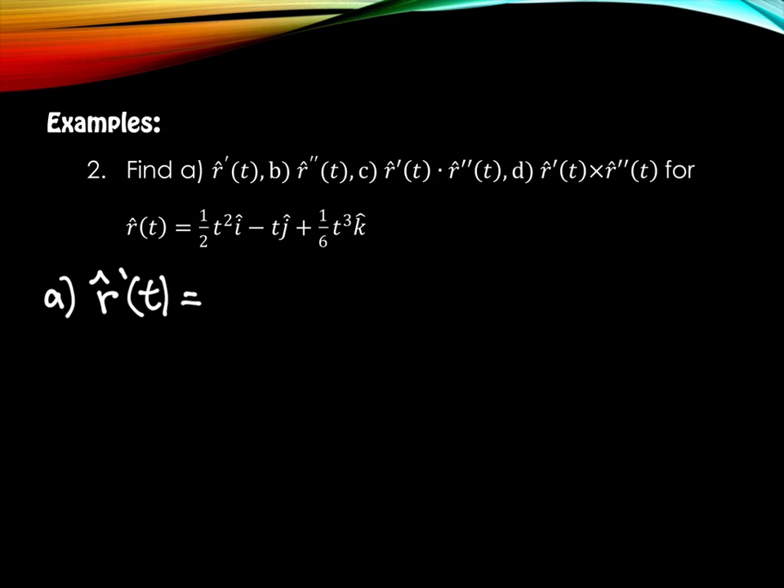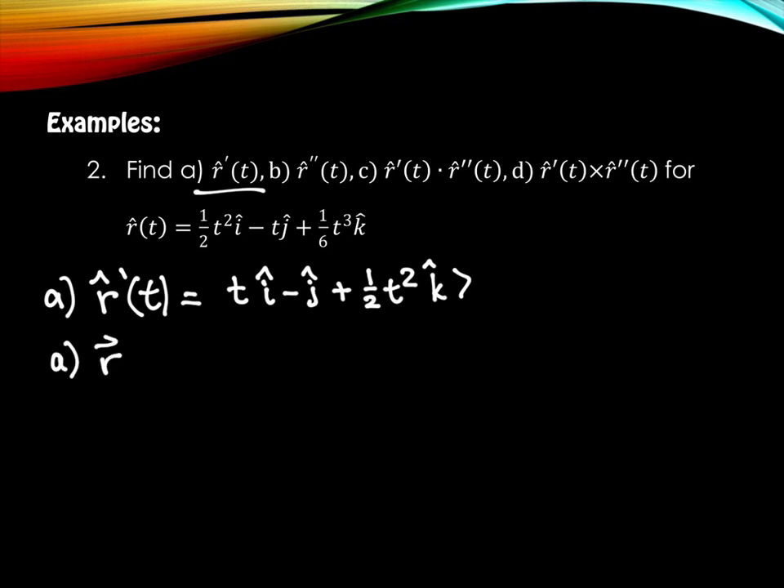So what's the derivative of 1/2 t squared? It's t. So this is ti. What's the derivative of negative tj? Just the negative j, or 1j if you prefer, right? How about the derivative of 1/6 t cubed? 1/2 t squared, right? The 3 comes down, simplifies, and so forth. And then we have k. So that's the first part. That's part A. So we've done part A.